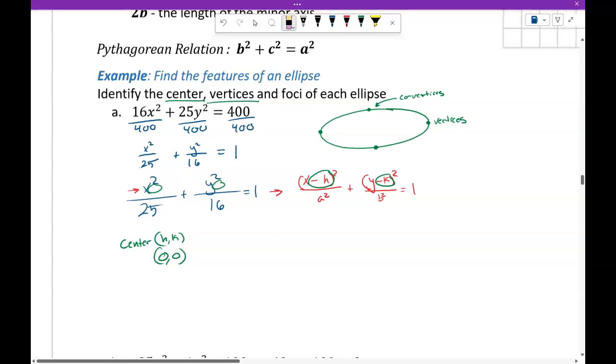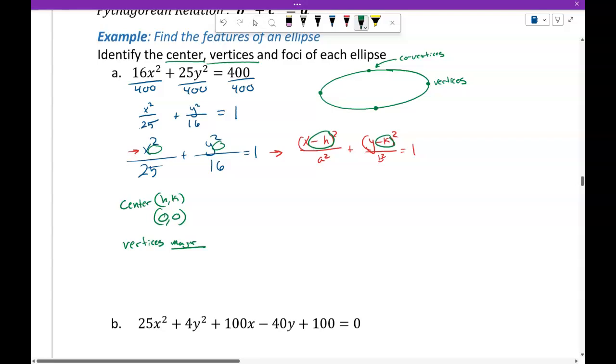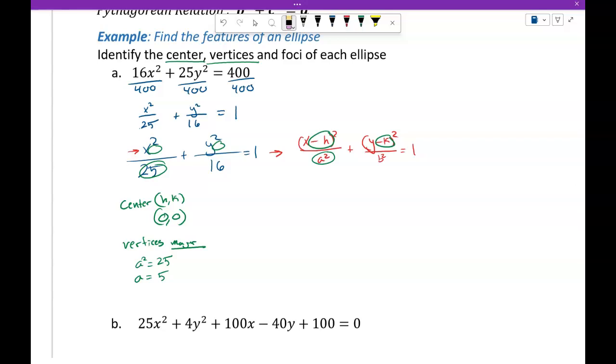Well, looking at our equations for our vertices, and we'll specify on the major axis, since a squared equals 25, that means that a is 5. So our vertices are 5 units away from our center. Well, now what we have to do is figure out, 5 units in what direction? So we consider the shape of the ellipse. Since the denominator is largest under the x term, we know that it is a horizontal axis ellipse.